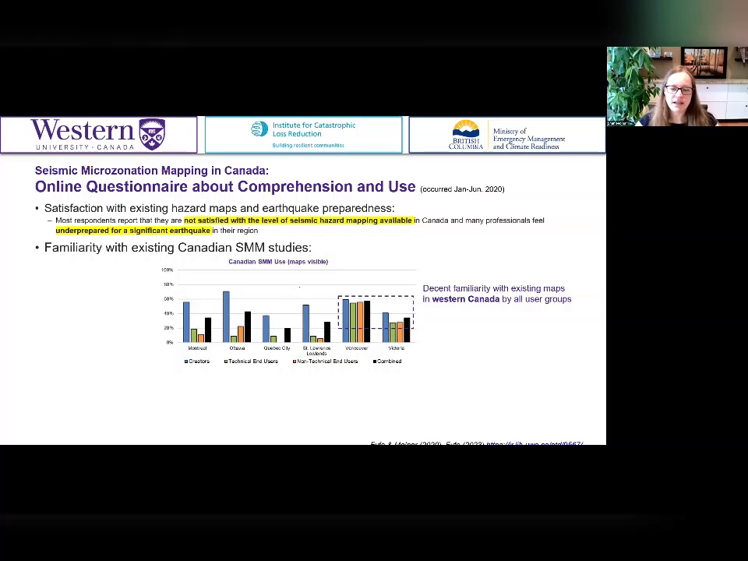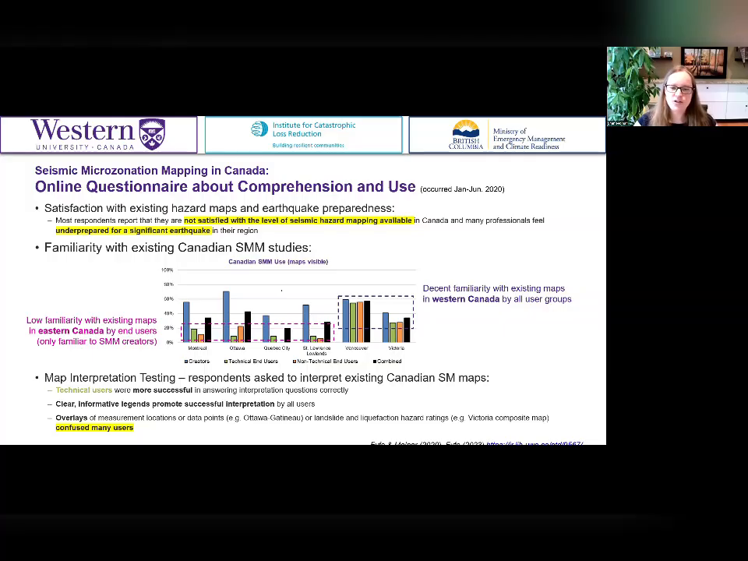And I would say I found out that there's a relatively decent familiarity with the maps in Western Canada, but it's much lower comprehension and use or familiarity for Eastern Canada. And this parallels probably the perception of seismic hazard and risk and the uptake of insurance. This is a very similar situation.